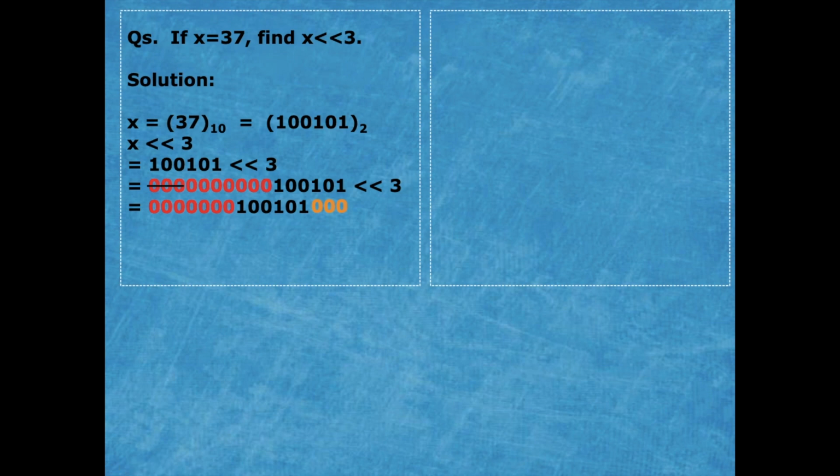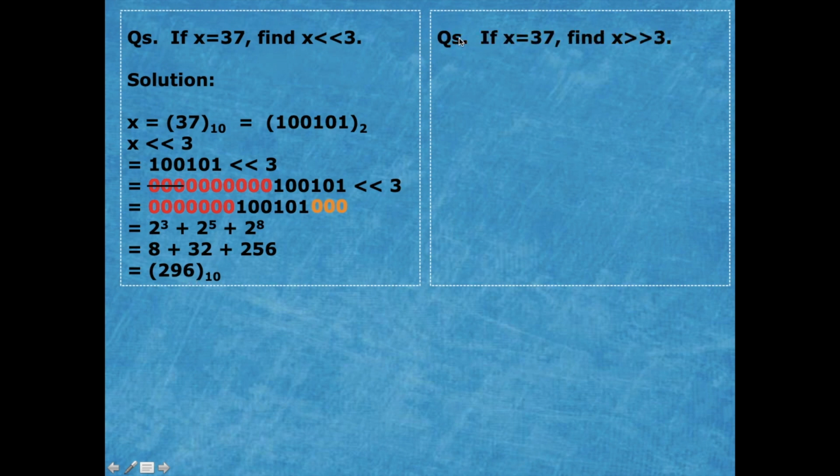So let's convert it to decimal format. What you will do is you will give powers to these numbers starting from the right side. So this is power 0, 1, 2, 3, 4, 5, 6, 7, 8. Accordingly you have 2 raised to 3 plus 2 raised to 5 plus 2 raised to 8. So that is equal to 296 to the base 10. So you can say x left shifted by 3 bits is equal to 296.